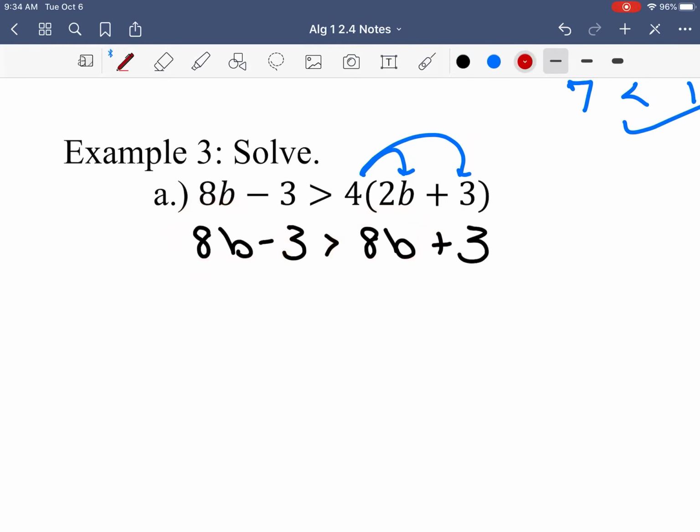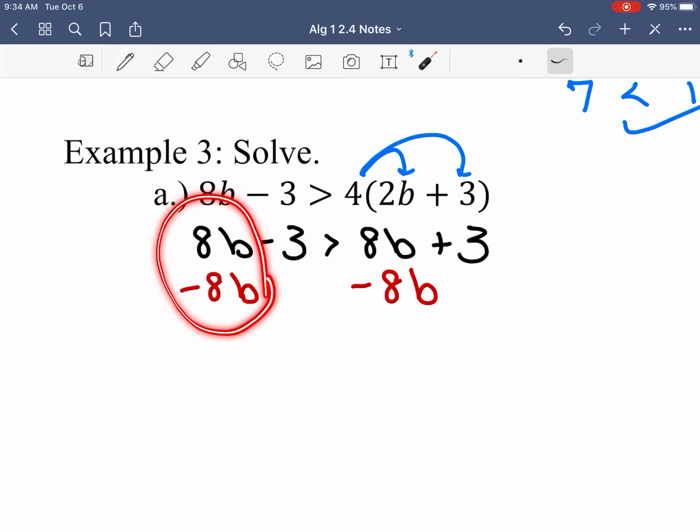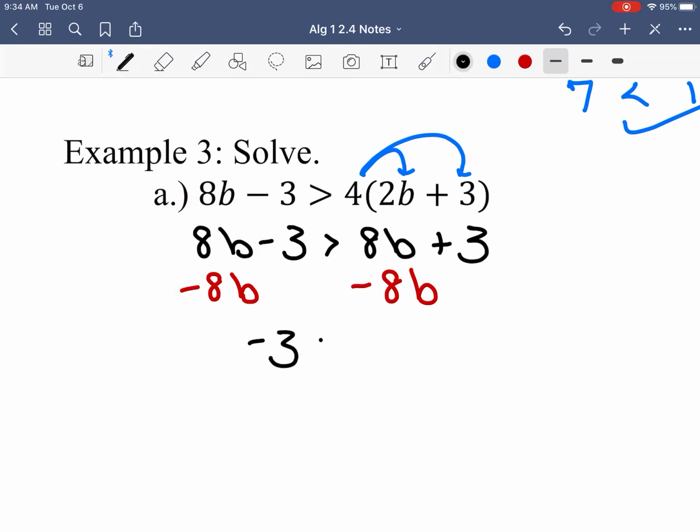Okay, so again, I have a b here and a b here. So I'm going to subtract 8b from both sides. But 8b minus 8b here is 0. So this side, I'm just left with a negative 3. It's greater than. On this side, 8b minus 8b is also 0. So this side, I have a positive 3. Well, look at that. I don't have any variables. My variables added out.